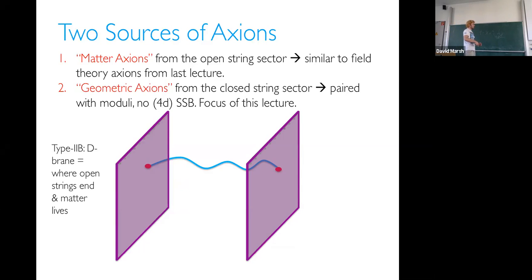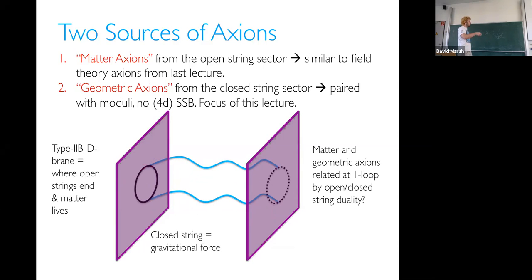But at one loop in string theory, which is a string loop, you have this picture where there's an open-closed string duality at one loop. So at one loop, instead of having the one-loop open string, we could also imagine the propagation of a closed string that's between the branes, and closed strings moving between branes transmit gravitational forces. So closed strings, gravity, open strings, matter. There could be a relation between the matter and the geometric axions due to this open and closed string duality. I haven't seen much about it in the literature, but it's easy to think of in a picture.